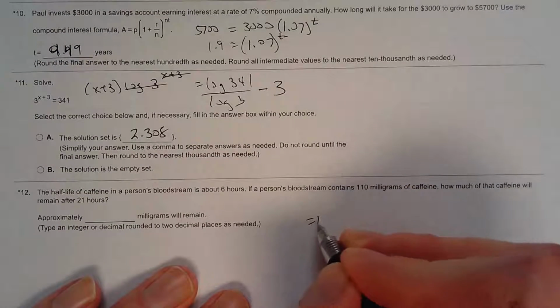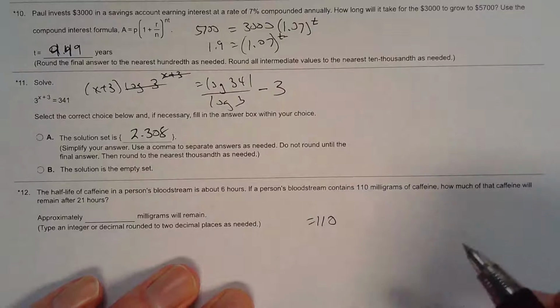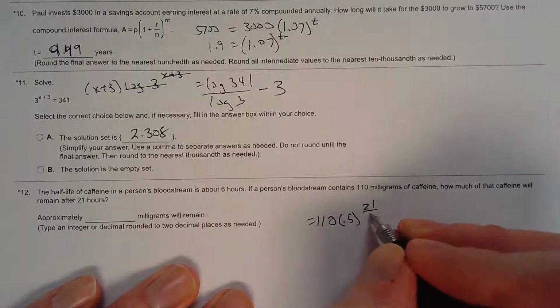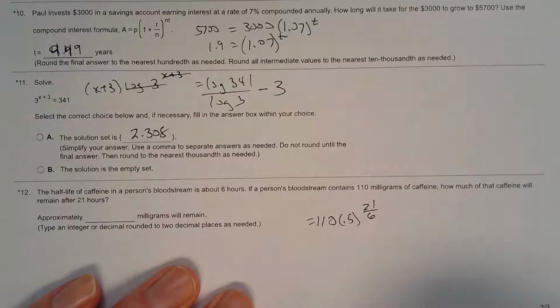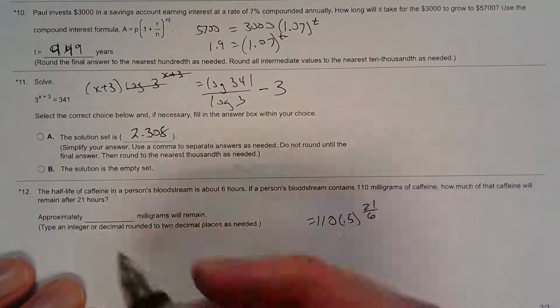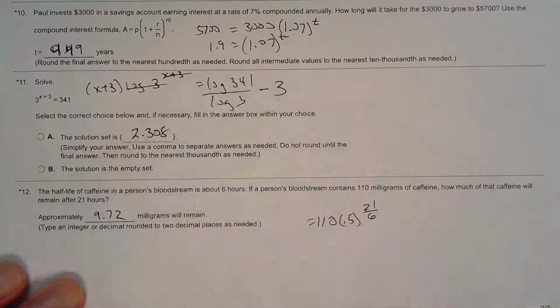And number 12, the half-life of caffeine is 6 hours. You put 110 in somebody's bloodstream, times 0.5 to the, for 21 hours, but every 6 hours is the half-life, so I'm going to divide by 6. Type this into the calculator. There's approximately 9.72 milligrams left.